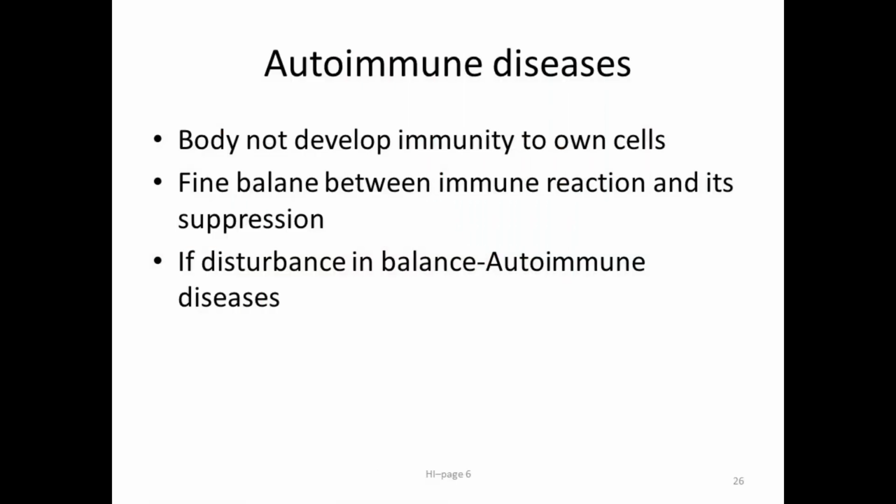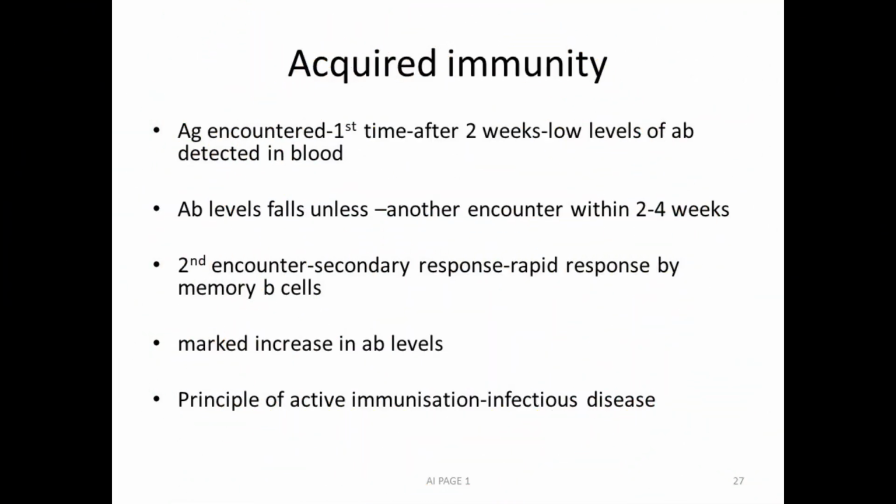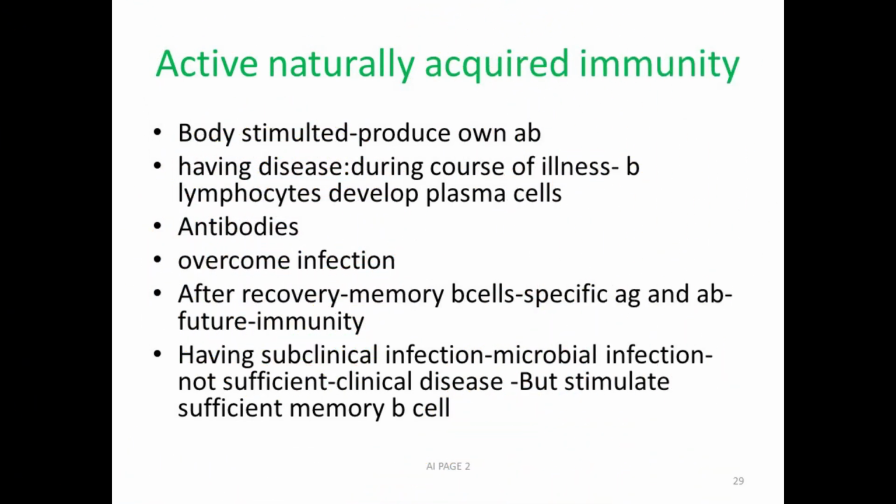Let's now see about the autoimmune diseases. As we all know, the body does not develop immunity to its own cells, but there is a fine balance between the immune reaction and its suppression. If there is a disturbance in this balance, it leads to autoimmune disease. There is a marked rise in antibody levels when the antigen is exposed for the second time due to the rapid response by the memory B cell. This forms the basis for the active immunization of various infectious diseases.